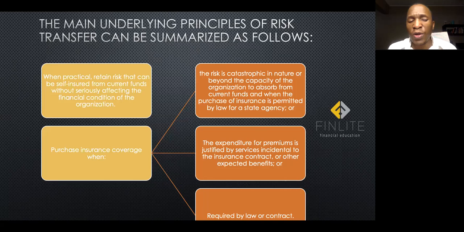So for instance, when practical, retain risk that can be self-insured. Self-insured means you've got probably your own funds. Let's say, for instance, cell phone insurance is not as big as it used to be. I don't know which part of the world you are in, but the theft of cell phones is not as rife as it used to be. I mean, you used to walk on the street and people would come and snatch a cell phone.